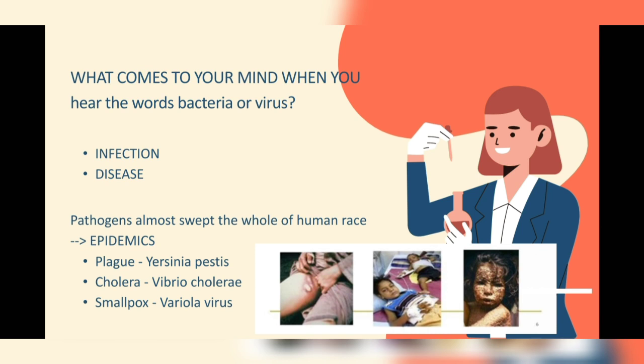Way back before, there were pathogens that almost swept the whole human race. They caused what we call epidemics. The causative agent of plague is Yersinia pestis. For cholera, the causative agent is Vibrio cholerae, and smallpox is caused by the variola virus.